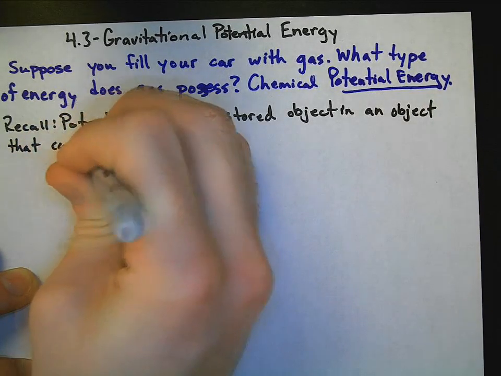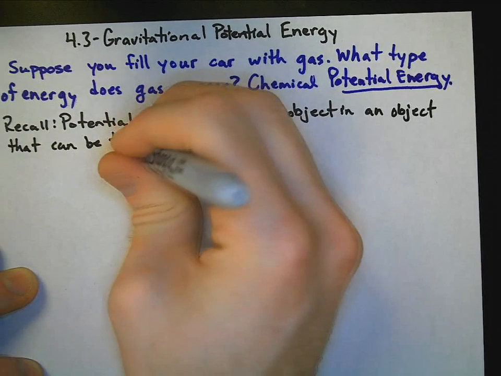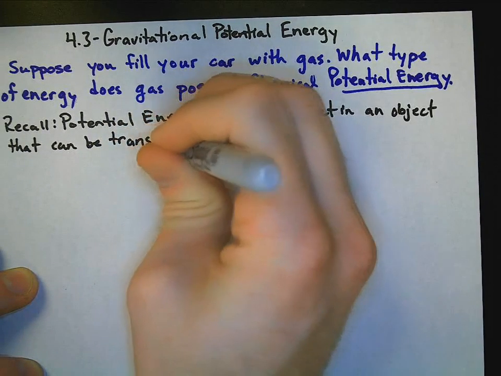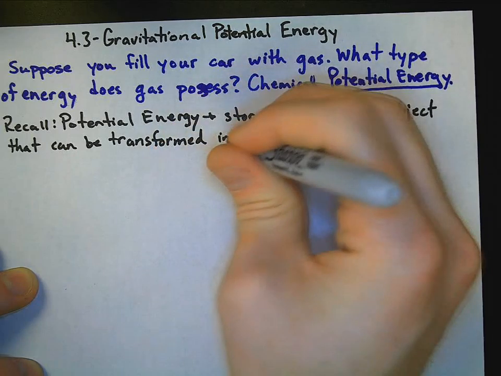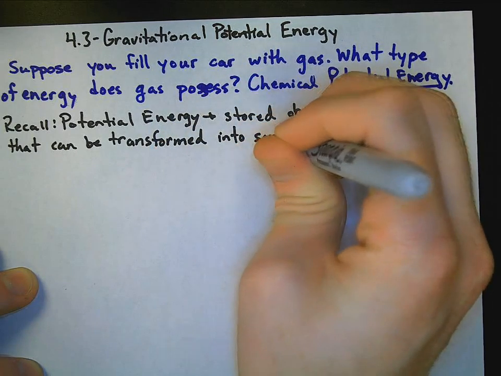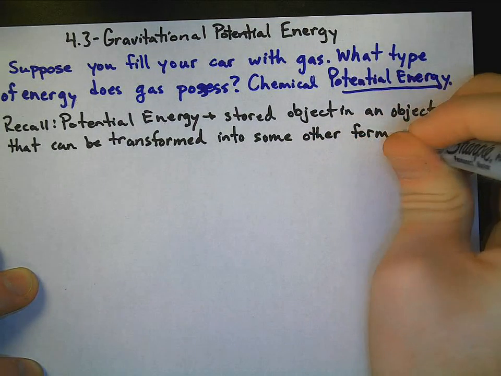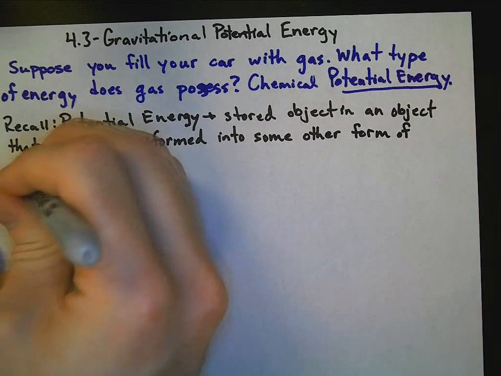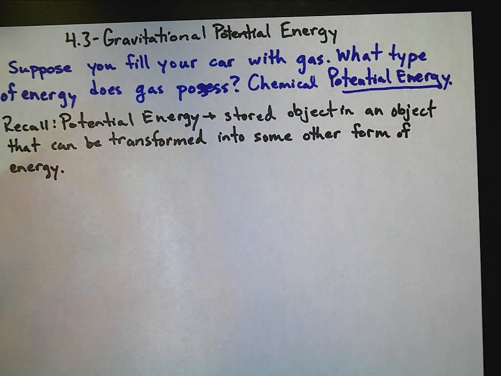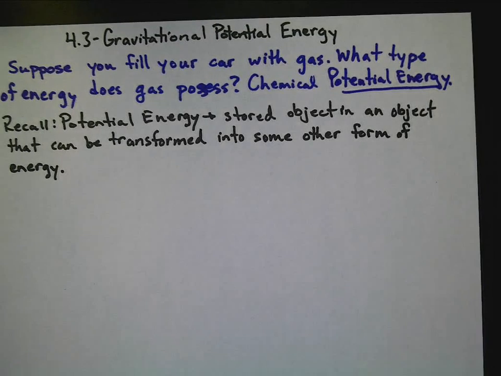that can be stored or can be transformed into some other form of energy. So the gasoline has chemical potential, could be possibly transformed into kinetic energy to move the car. Let's say we stretch a rubber band out long, that has elastic potential energy to restore to its original shape, etc.